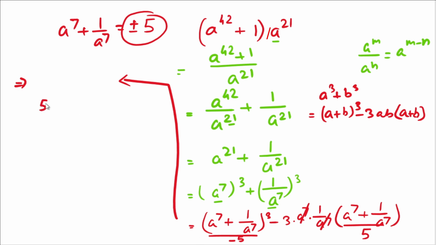So 5 cube minus 3 times 5, so it is 3 and the value of this term is 5, so multiplied by 5. So 5 cube is 125 and subtracted by 5 3s are 15. So 125 minus 15 is 110. So the answer of this question is 110. So it is our answer.